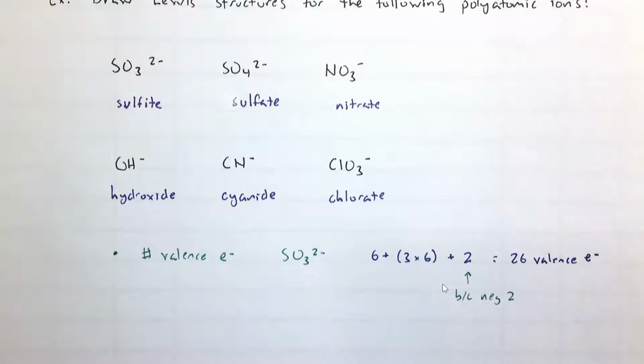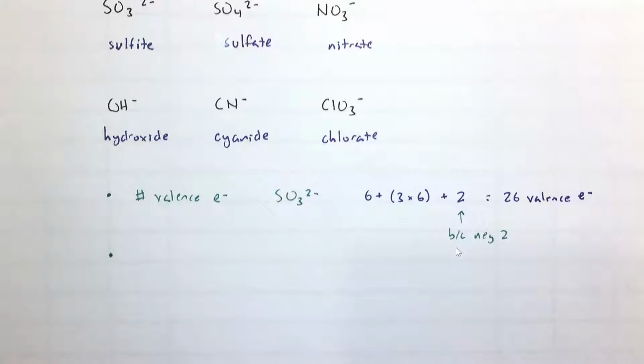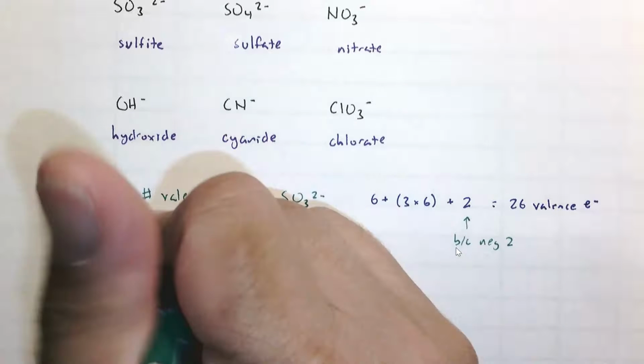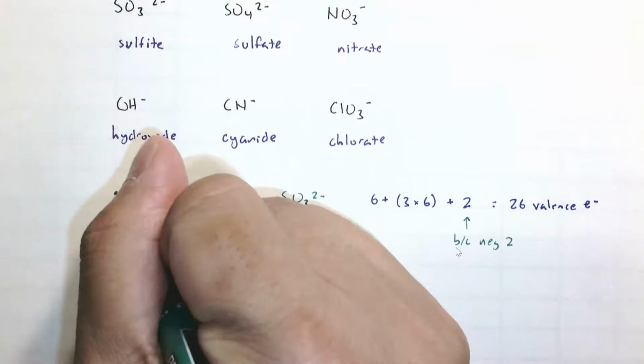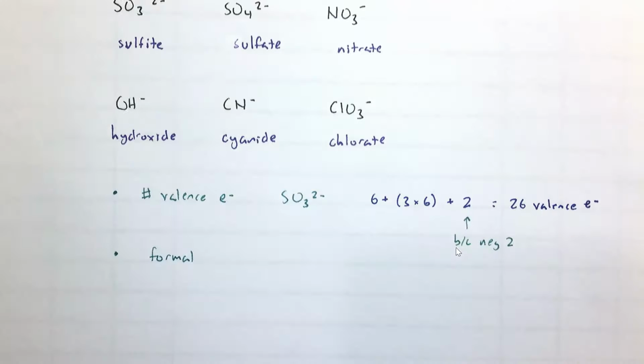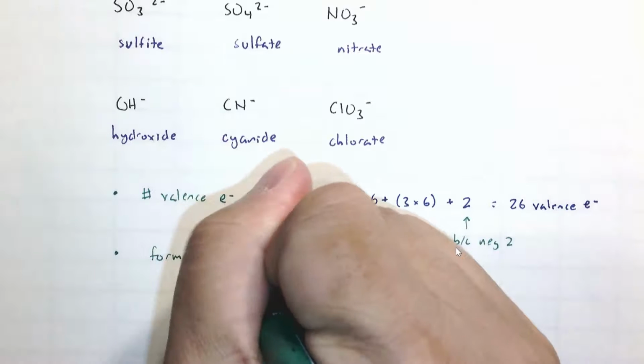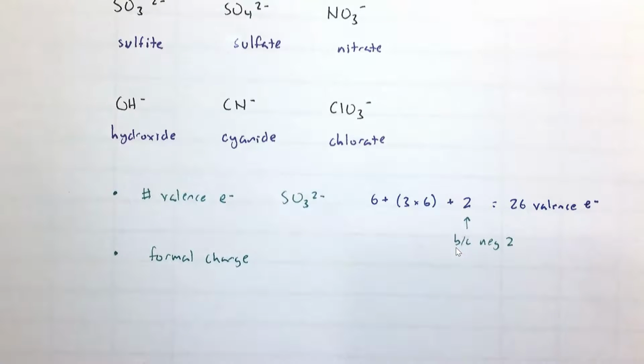Okay, so that's something new because we didn't have to add or subtract electrons when we were looking at neutral compounds. So that's the first new thing. The second new thing is formal charge, and I'll talk about it now. It will make a lot more sense when we look at some examples.